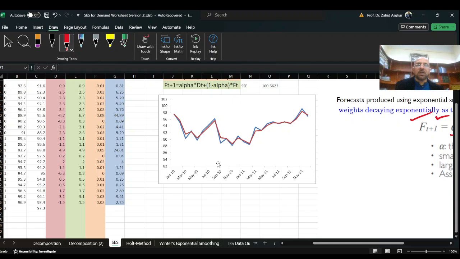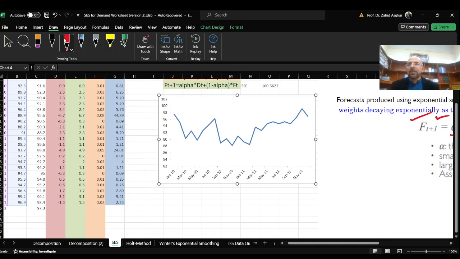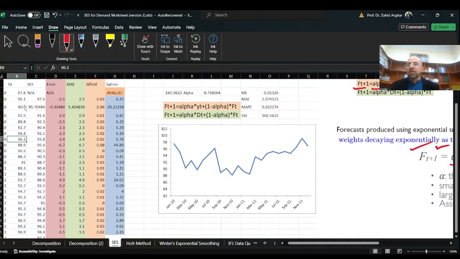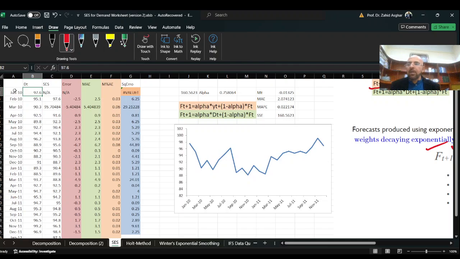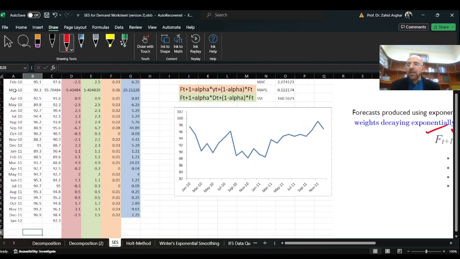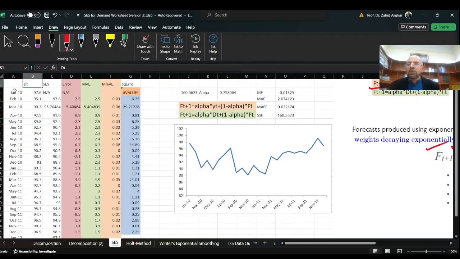At the moment, I am going to work with how I can do it in Excel. So this is my plotted series. We have values here: January, February, March, April, and so on. And we are going to forecast it for January 12.